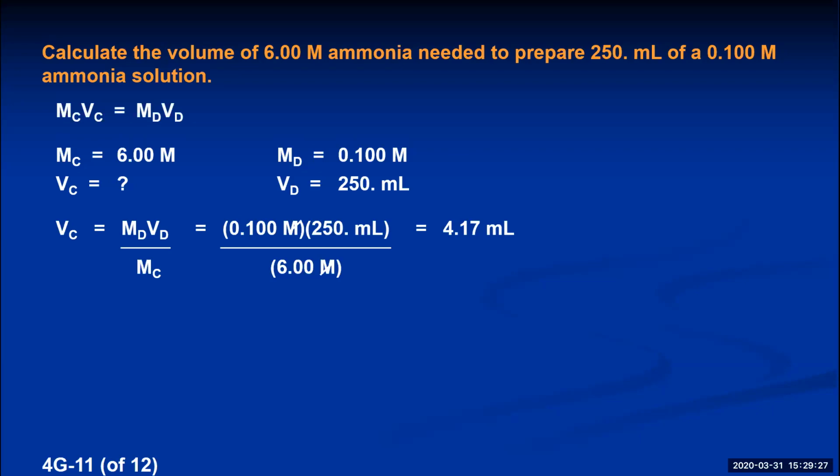So the significance of this problem just means that if you want to make 250 milliliters of 0.1 molar ammonia, what you need to do is you need to take 4.17 milliliters of the 6 molar, really small amount of it, and then put it in a flask and dilute it till the final volume gets to 250 milliliters, and then you'll have the concentration reduced all the way down to 0.100 molar.